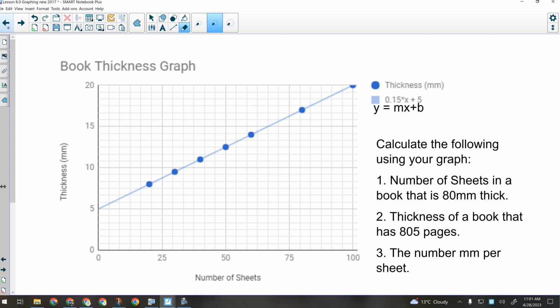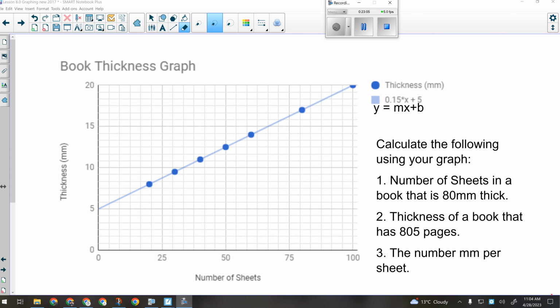I would like you guys to do those first two. We already did number 3. We identified that the slope told us the number of millimeters per sheet, or how thick one sheet was. I would like you guys to try questions 1 and 2. I'll give you about 5 minutes, and then we'll go over those.